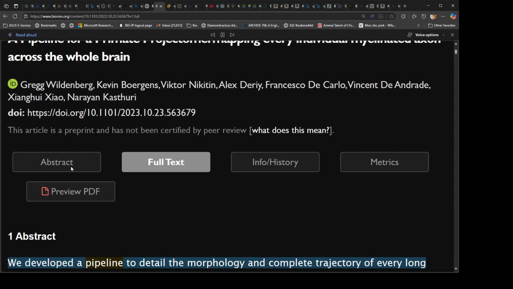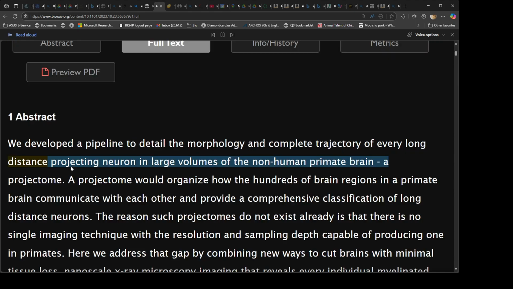1. Abstract. We developed a pipeline to detail the morphology and complete trajectory of every long-distance projecting neuron in large volumes of the non-human primate brain, a projectome. A projectome would organize how the hundreds of brain regions in a primate brain communicate with each other and provide a comprehensive classification of long-distance neurons. The reason such projectomes do not exist already is that there is no single imaging technique with the resolution and sampling depth capable of producing one in primates.